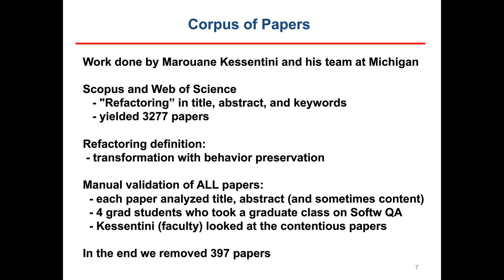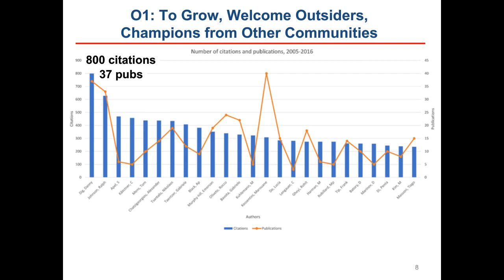So we looked at this corpus, and we first asked the question, who is actually publishing? Who is doing all this work? In this graph that we show here, we look at the influence of the most prolific authors in the community, based on the citations of their refactoring papers. So I'm overlaying on this graph 2 data points.